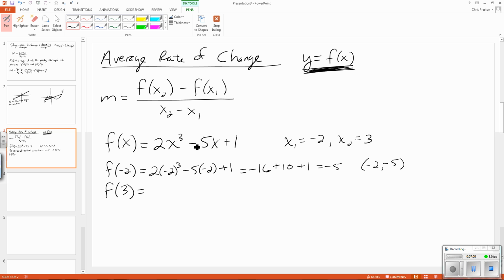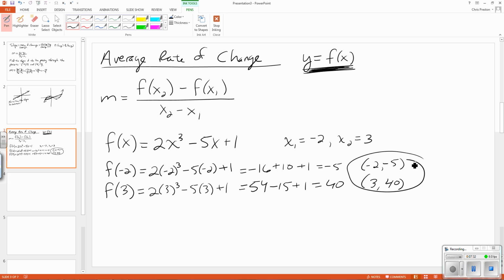And so I'm going to plug in 3. Going back to this equation, 2 times 3 cubed minus 5 times 3 plus 1. So 3 to the third is 27, times 2 is 54, minus 15 plus 1. So 54 plus 1 is 55, minus 15 is 40. So when x was 3, y was 40. Now I'm just looking at these 2 points, and all I'm going to do is calculate slope.